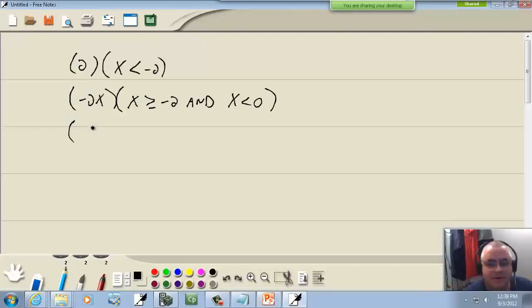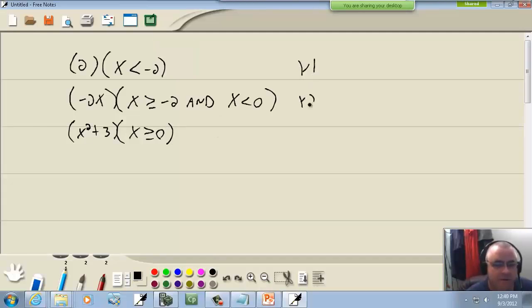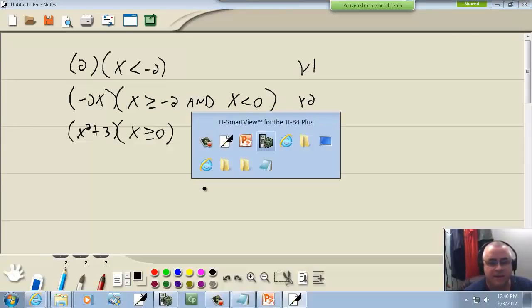And then this other one is x squared plus 3, and then parentheses around it, and then x is greater than or equal to 0. Well, this one I'll put in y1, this one I'll put in y2, and this one I'll put in y3. So let's look at this on the calculator.